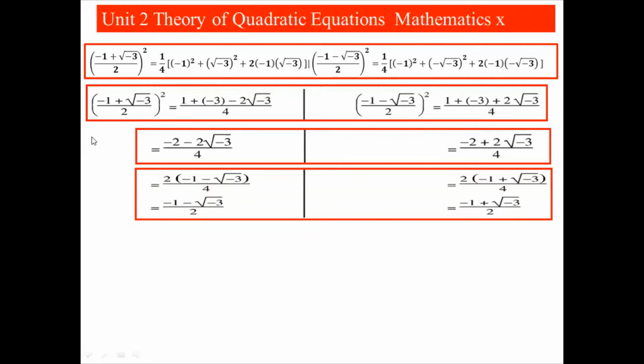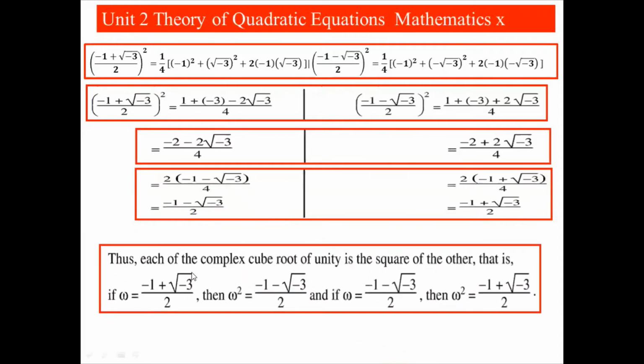So we can say that each of the complex cube roots of unity is the square of the other. That is, if omega is equal to minus 1 plus square root of minus 3 divided by 2, then omega square will be equal to minus 1 minus square root of minus 3 divided by 2. And if we take omega is equal to minus 1 minus square root of minus 3 divided by 2, then omega square will be equal to minus 1 plus square root of minus 3 divided by 2. So each complex cube root of unity is the square of the other.